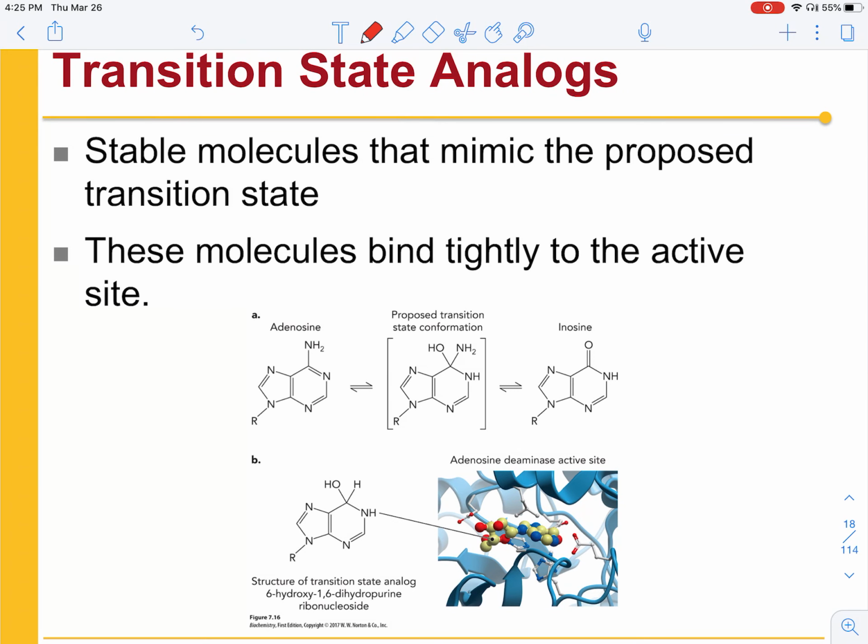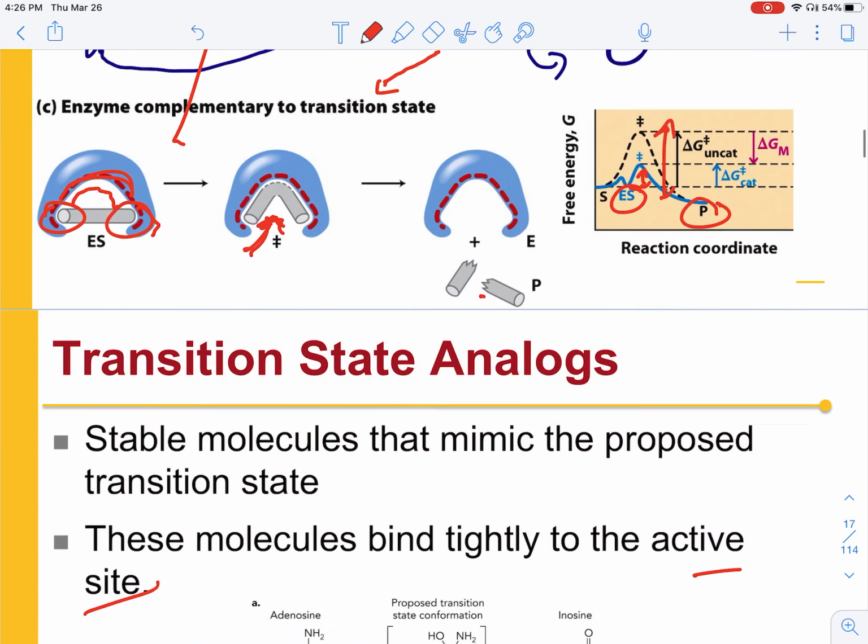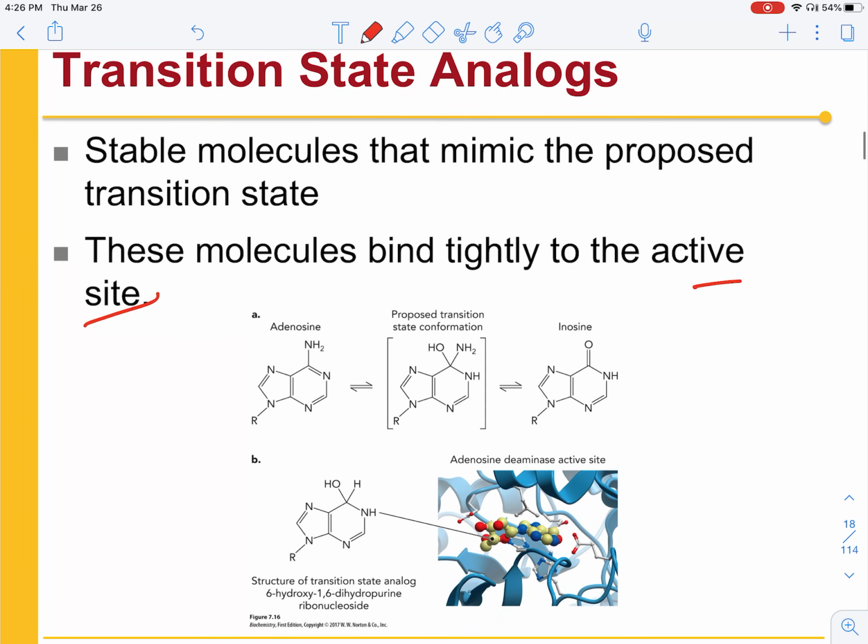So if that is the case, then there should be a structure that binds to the active site better than the substrate. Remember, transition states or chemical intermediates are not stable structures. So these aren't things that are around for any appreciable length of time.